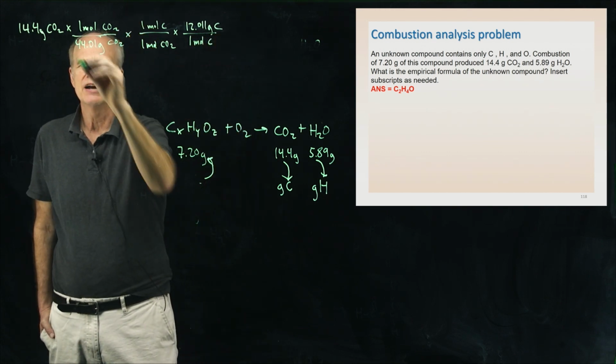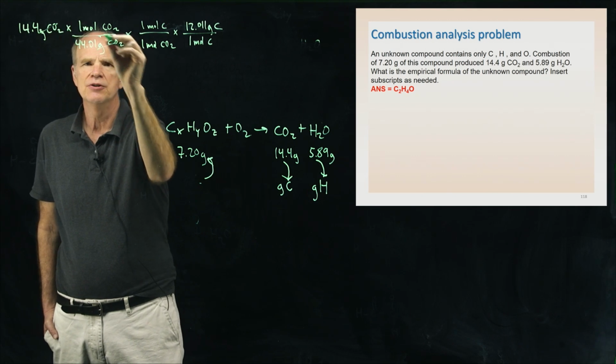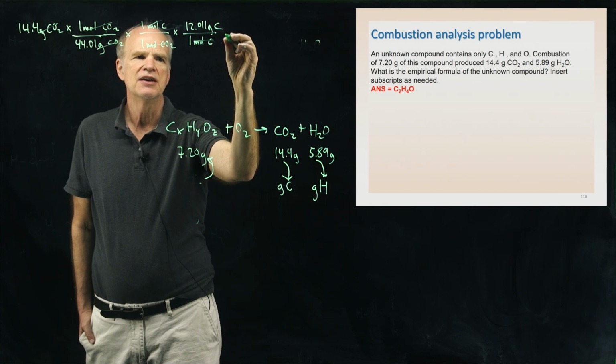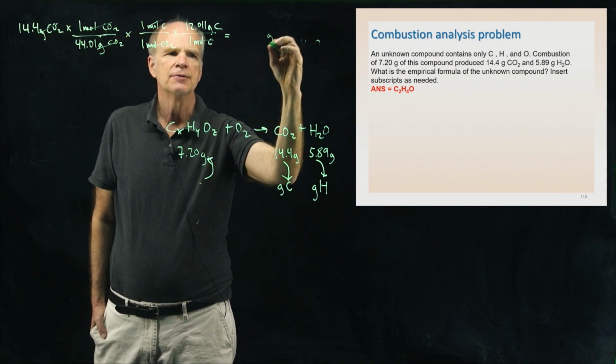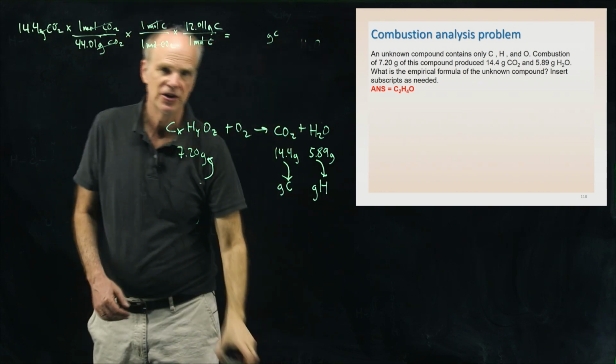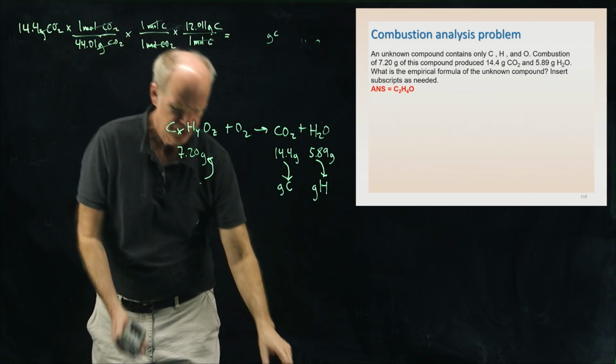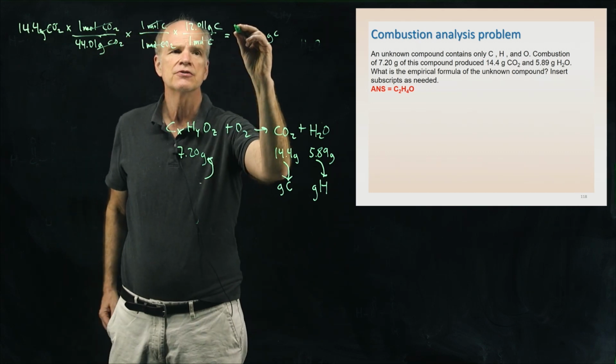Let's see where we're at here. Grams of carbon dioxide cancel, moles of carbon dioxide cancel, moles of carbon cancel. So you should be left with an answer in grams of carbon. Let me go ahead and work this out really quick. It equals 3.93 grams of carbon.